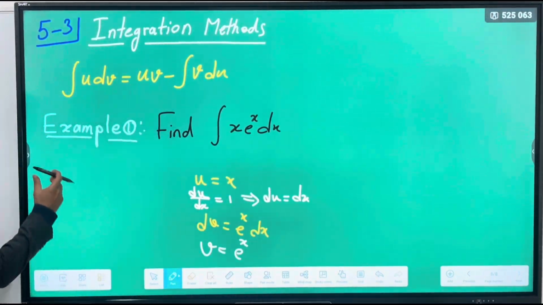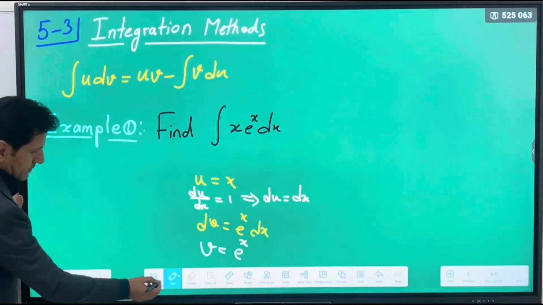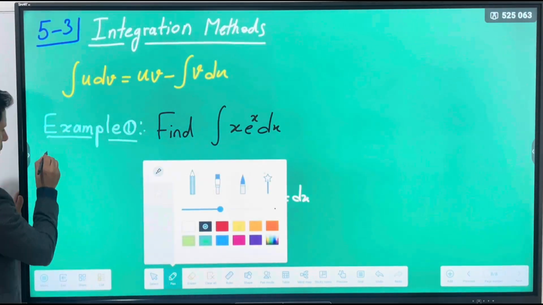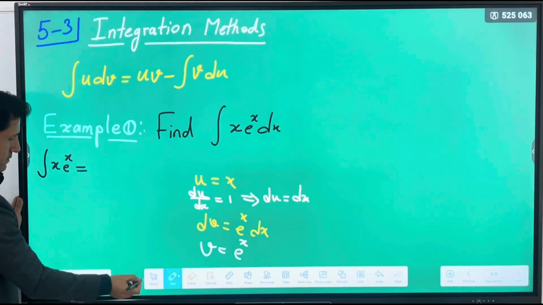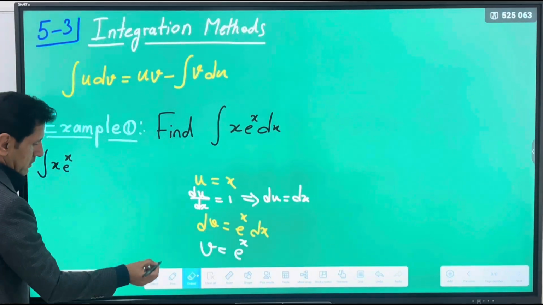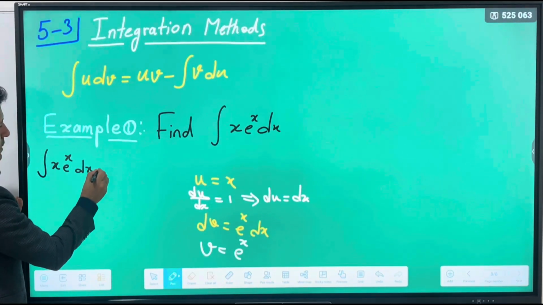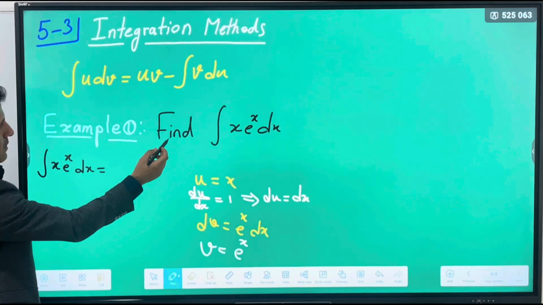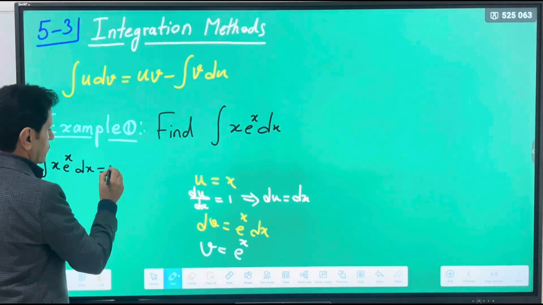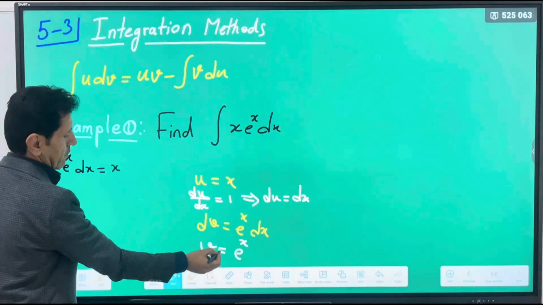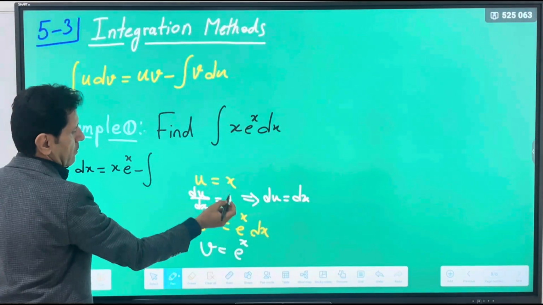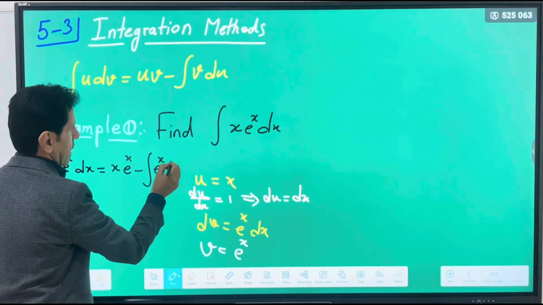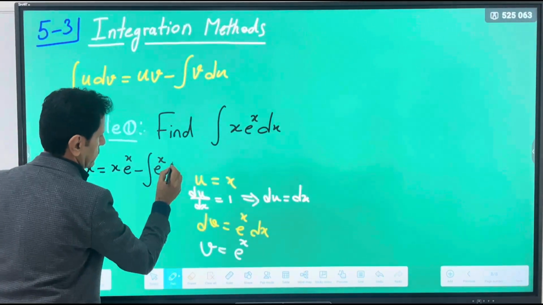Okay guys, so the integral of x e to power x dx is equal to, first step, it tells us u. Our u is equal to x, and then v. Our v is e to power x. Then minus the integral of v du. Our v is also e to power x, and then du. Our du is equal to dx.